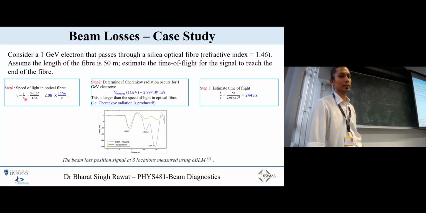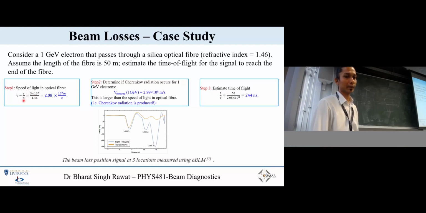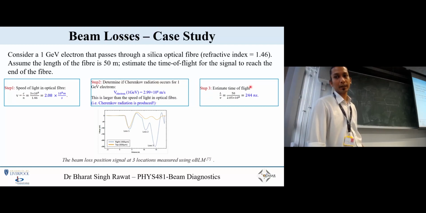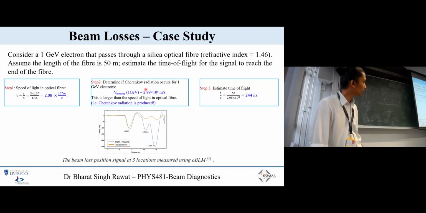So what we do is we estimate the speed of light in the optical fiber. This is the simple relationship, dividing c by its refractive index. You can estimate its speed of light, and then you compare it with the speed of 1 GeV electrons, which is around 2.99 times 10^8 m/s, which is relativistic. So obviously it is larger than this, and it will produce Cherenkov light. And then to estimate the time of flight, you just divide the length by the velocity of light in the optical fiber, which gives 244 nanoseconds. So here we have estimated the time of flight, given that we are given the length.